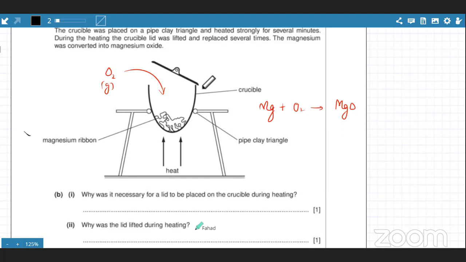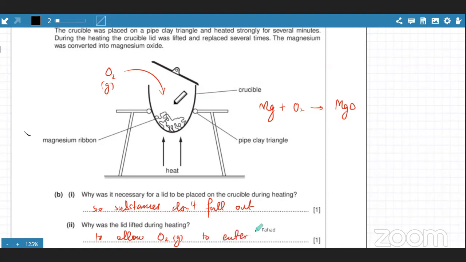So why was it necessary for a lid to be placed on the crucible during heating? So substances don't fall out. Then the next part is why was the lid lifted during heating? That's because you wanted to react with oxygen, with air. So oxygen has to enter, which is why the lid is lifted during heating. So to allow oxygen gas to enter.